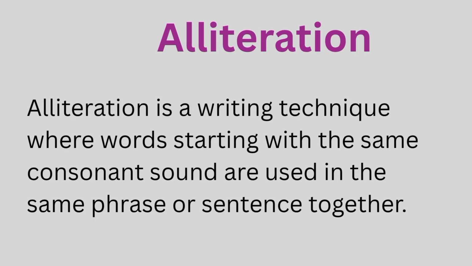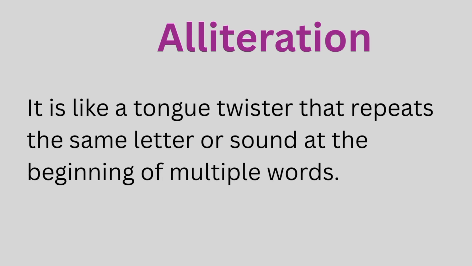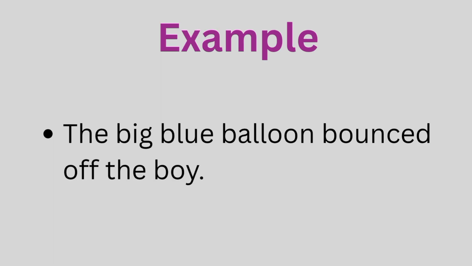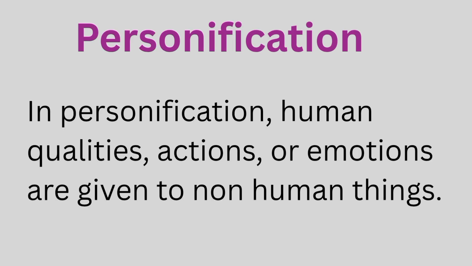Alliteration. Alliteration is a writing technique where words starting with the same consonant sound are used in the same phrase or sentence together. It is like a tongue twister that repeats the same letter or sound at the beginning of multiple words. For example, the big blue balloon bounced off the boy.